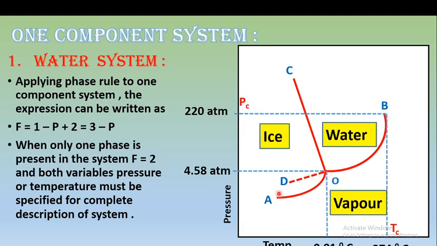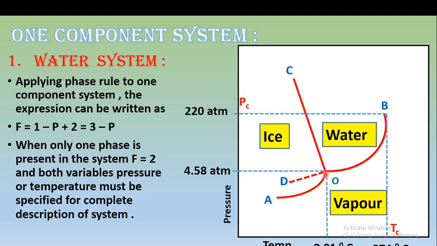So what is a triple point? Triple point is a point at which three phases coexist in equilibrium: ice, water and vapor. All the phases are in equilibrium at this point. Therefore, it is called a triple point. And at the triple point, the pressure is 4.58 atmosphere and the temperature is 0.01 degrees Celsius.